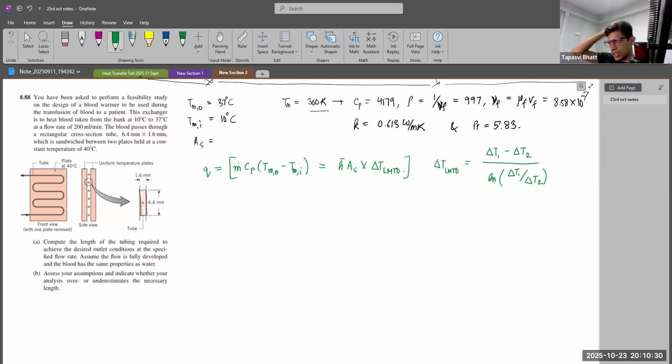Now, what is delta T1, what is delta T2? Delta T1 is the temperature difference at the first point. So the walls are being maintained at 40 degrees Celsius, and what is the blood temperature? Give me a sec. Degrees, and what do we have?